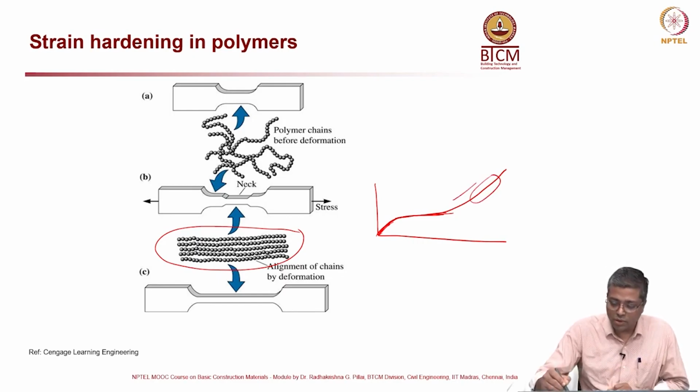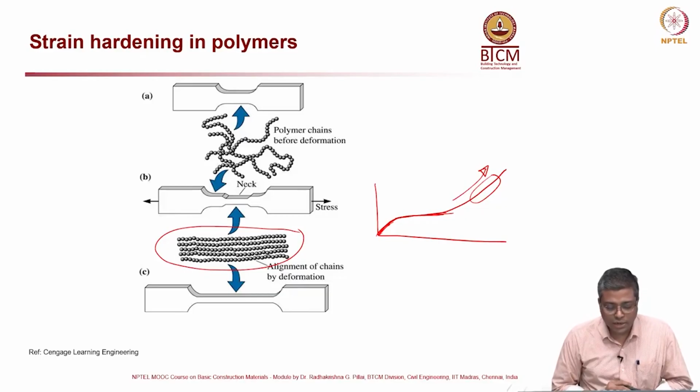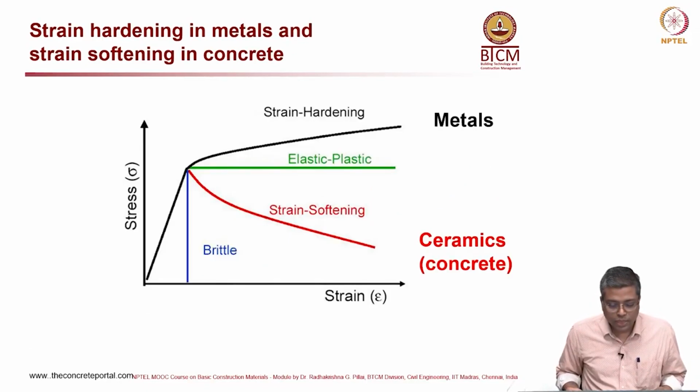So, the strain hardening in polymers is this behavior on the right end of the graph. All the chains are convoluted, they are not in a straight line. So, as you pull in the beginning, they will try to become straight, and once they become straight, then only they will really take the load applied.